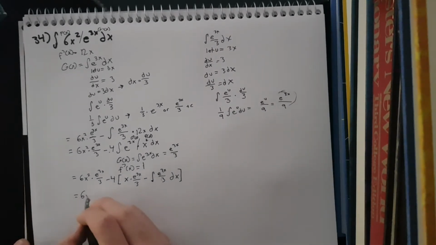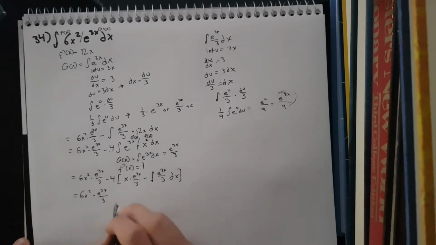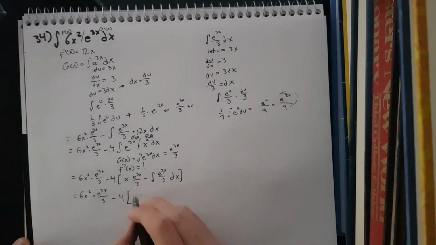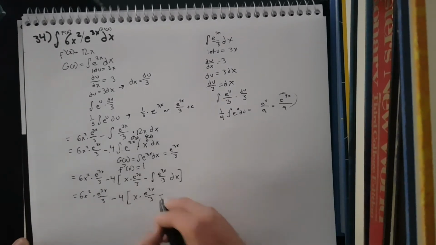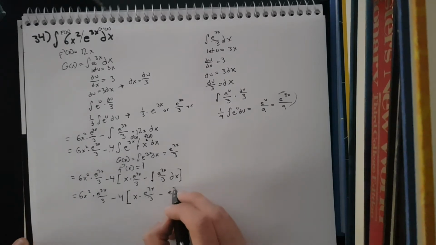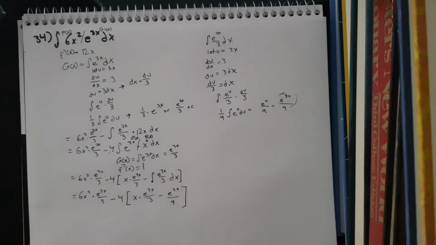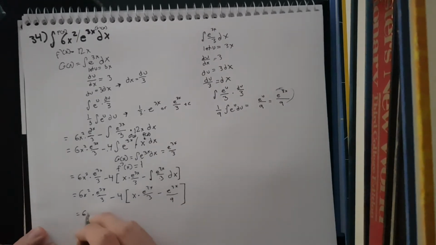So we got 6x squared times e to the 3x over 3 minus 4 times quantity x times e to the 3x over 3 minus e to the 3x over 9. From here on forth, it's just going to be simplification with algebra. We can distribute the negative 4. So we rewrite it.